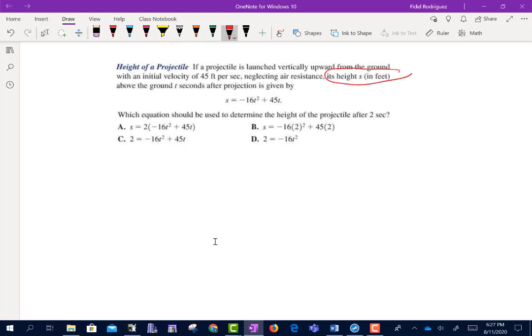So, just like I said before, we want to make sure we understand what each of the variables stand for. Remember, the height is s, right? T is the time in seconds. The question is saying, which equation should be used to determine the height after 2 seconds? So what we're doing here is we're going to say, well, if the time is 2 seconds, what variable stands for the time? T. So which one of these equations here, A, B, C, or D, has the variable t substituted with the number 2? B. Right? It's B.